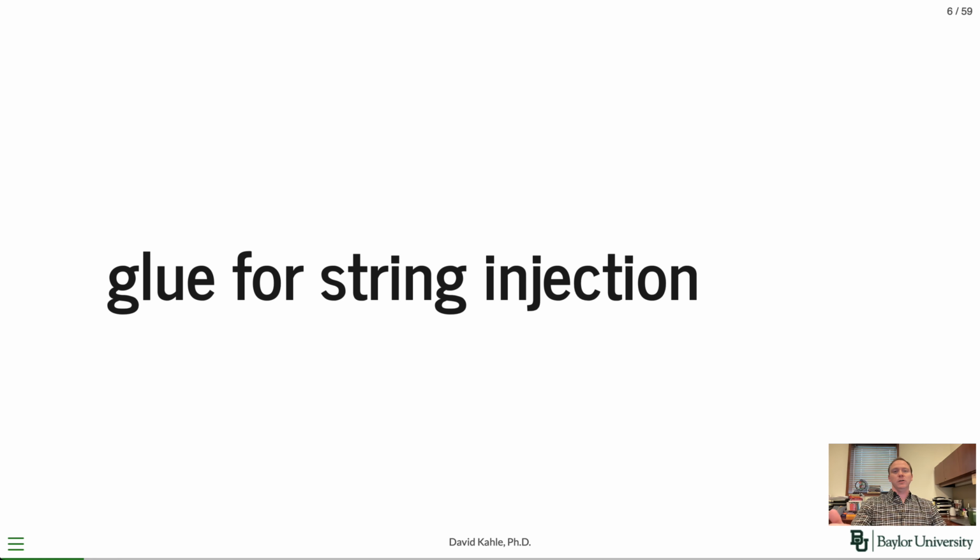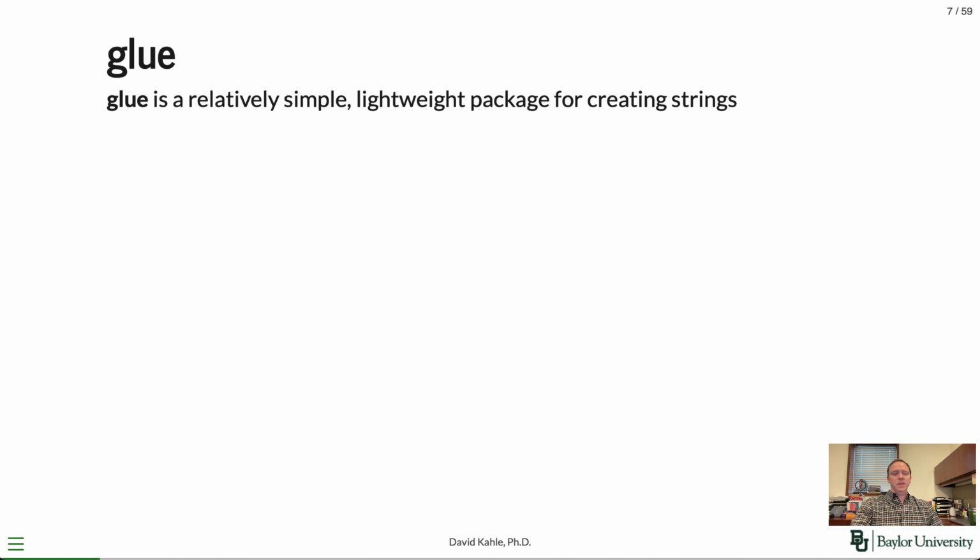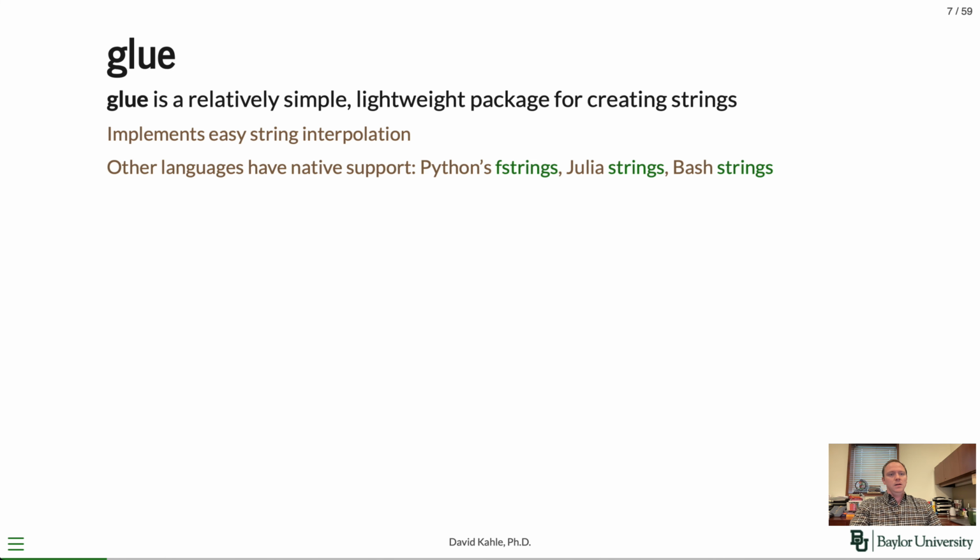In this video, we'll talk about glue for string injection. So what's glue? Glue is a simple, lightweight package that is used with one purpose in mind, and that is to create strings. And it does this via a process called string injection or string interpolation. Other languages have actually native support for this.